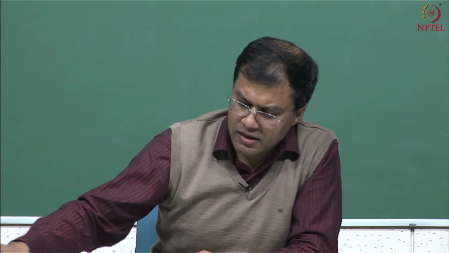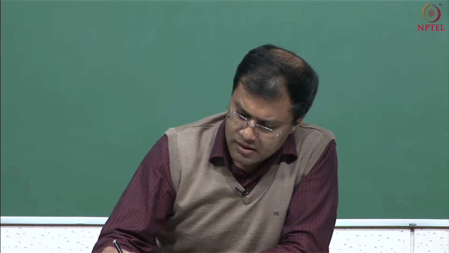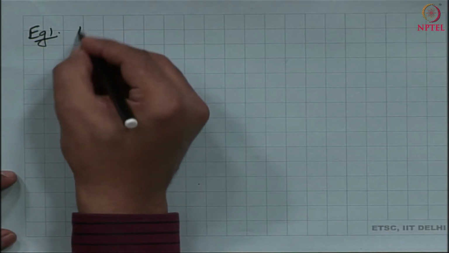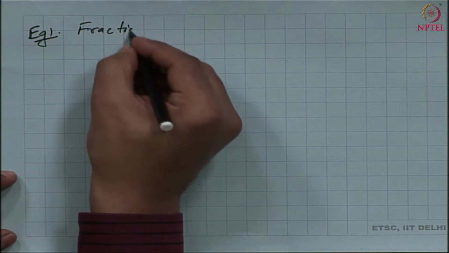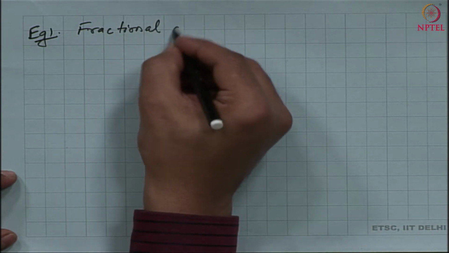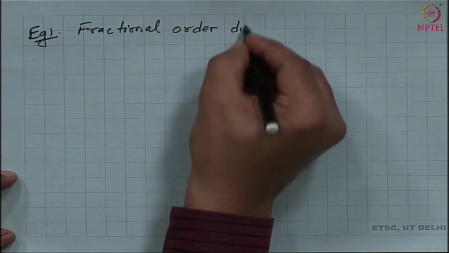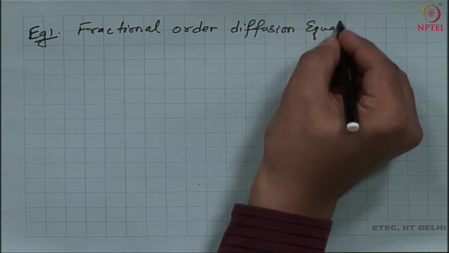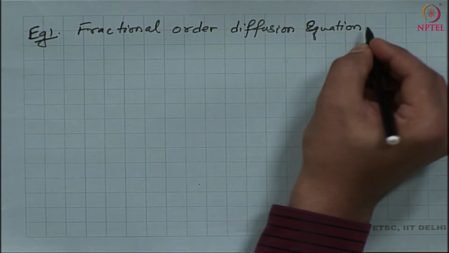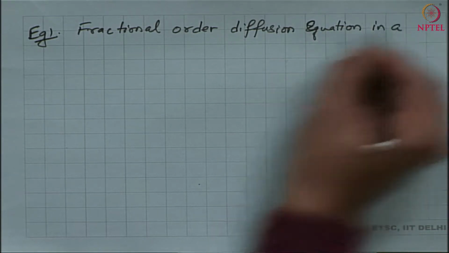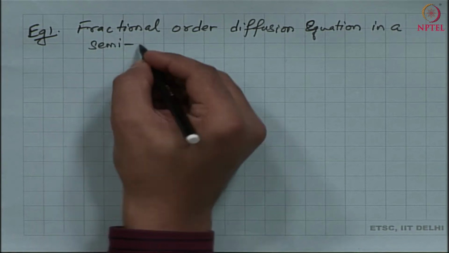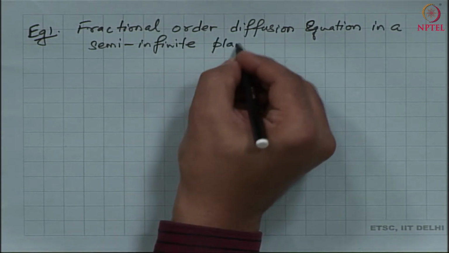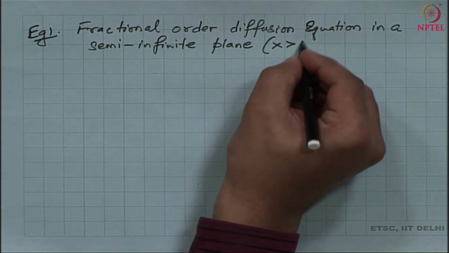Okay, so moving on, let me right away start with an example. The example that I have in mind is the fractional diffusion equation on the half plane. So, the question is we have to solve the fractional order diffusion equation in a semi-infinite domain, the semi-infinite plane, let us say on the positive side.